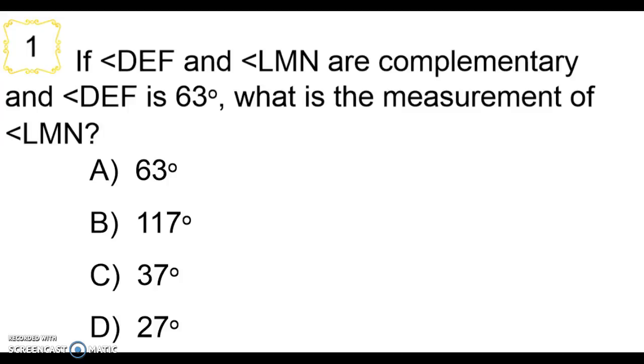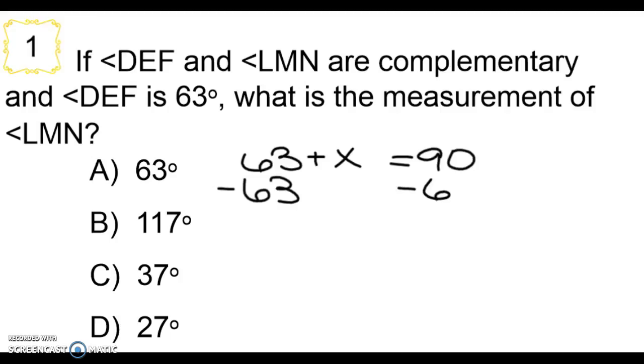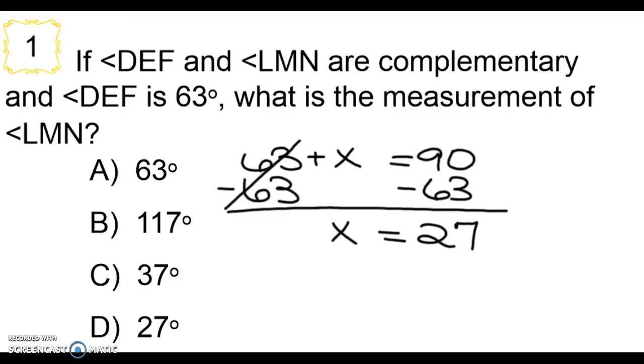Alright, the first thing that we need to know is that complementary angles say that if you take two angles and add them together, they're going to equal 90 degrees. They tell us that one angle is 63 degrees, but they're asking us to find the other angle. This is a very basic one-step equation. So we're going to take the number from the left-hand side, which was 63, and subtract it by its additive inverse property. We know that is 0, so bring down the x, and that equals 27, and you should have selected answer choice D.